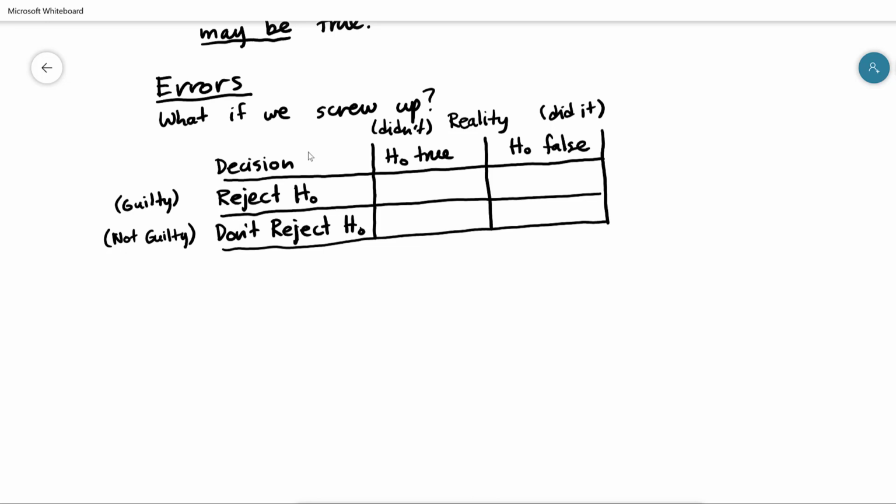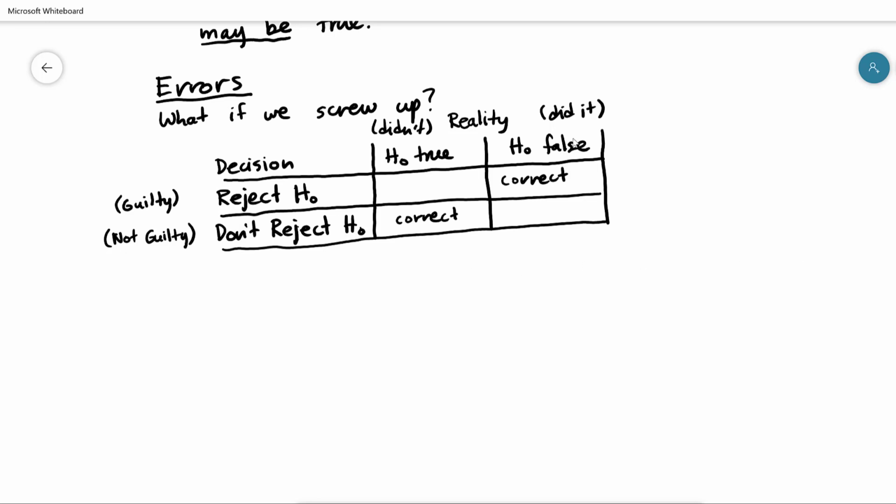This is the analogy. So over in this box here, the idea is they actually did it, and our verdict was guilty. So that means we made the correct decision. They actually committed the crime, and we found them guilty of the crime. This is a correct decision. Similarly, in this case, they didn't commit the crime. And down here, if I pick not guilty, and they didn't commit the crime, that's this box here. This is our other correct decision.